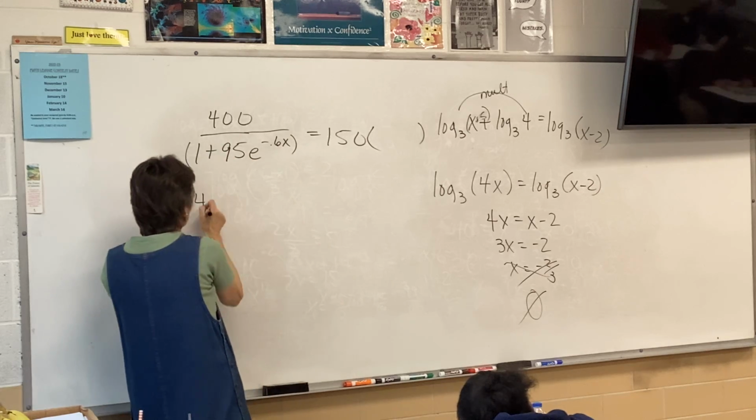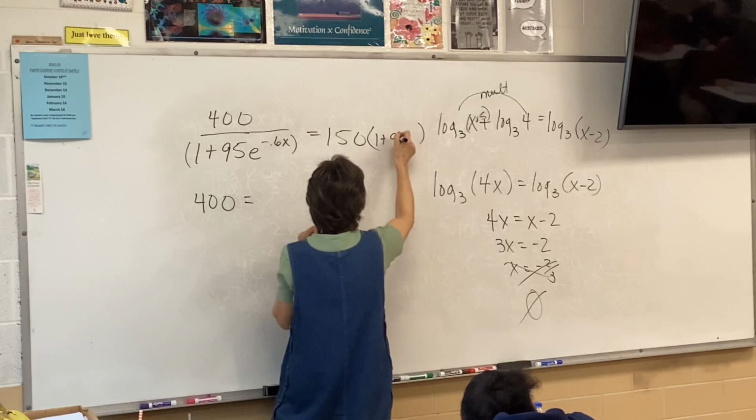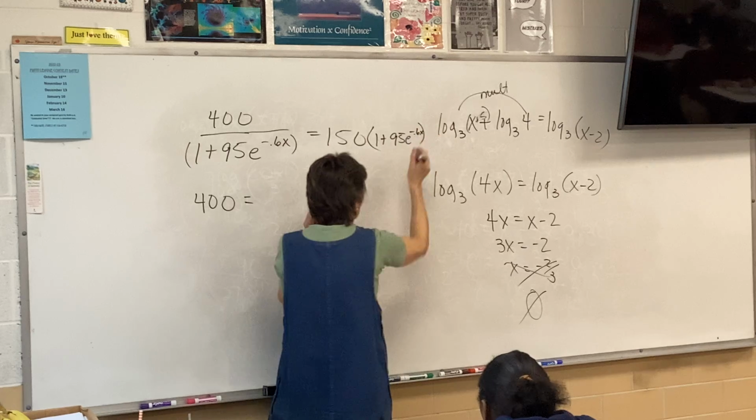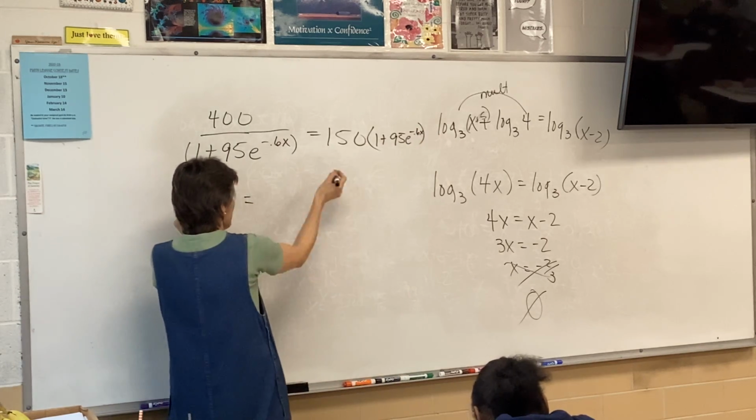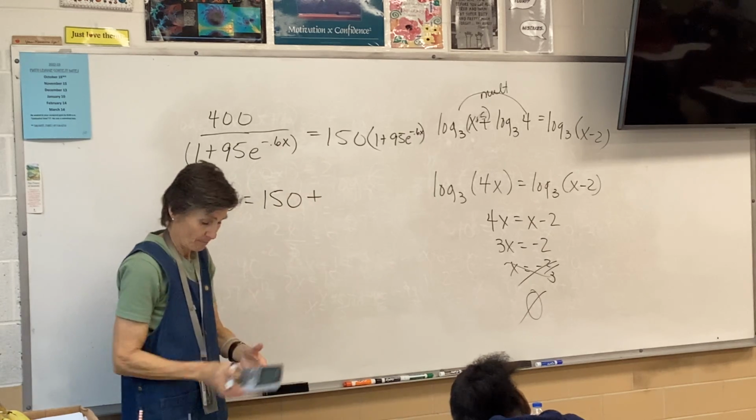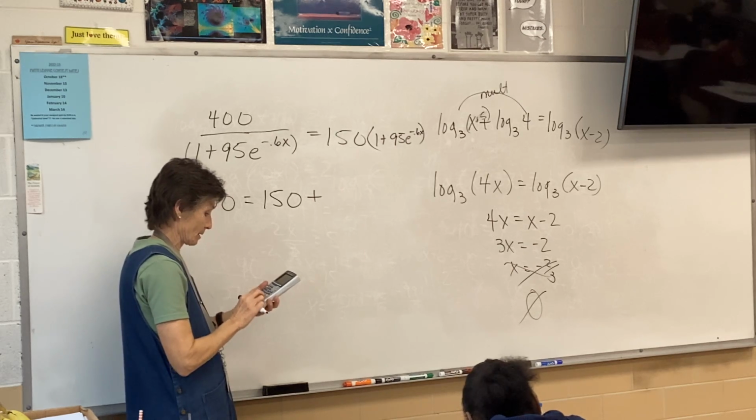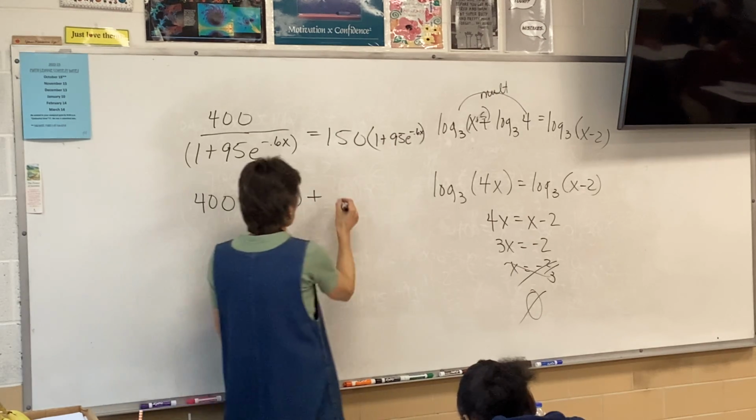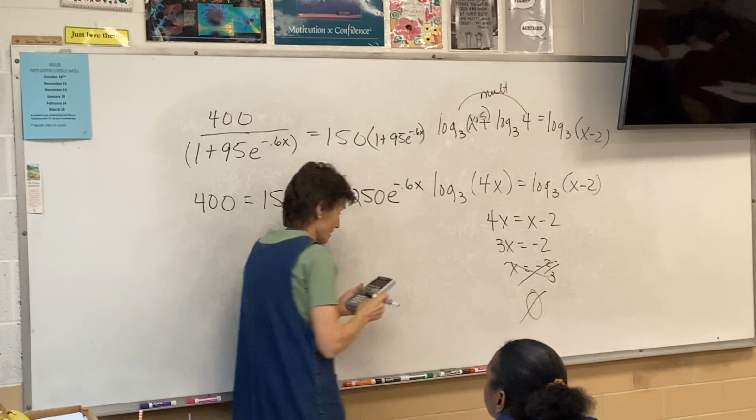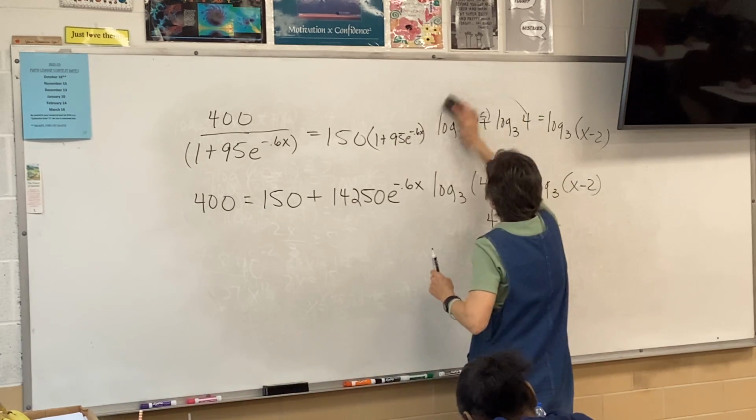So I'm gonna leave my 400 here for the time being. Right now I'm gonna have 150 times 1 plus 95 e to the negative 0.6x. So I'm using my calculator to help me here. So distributing, I get 150 plus 14,250 e to the negative 0.6x. All right, let's make sure everybody is with us to this point.